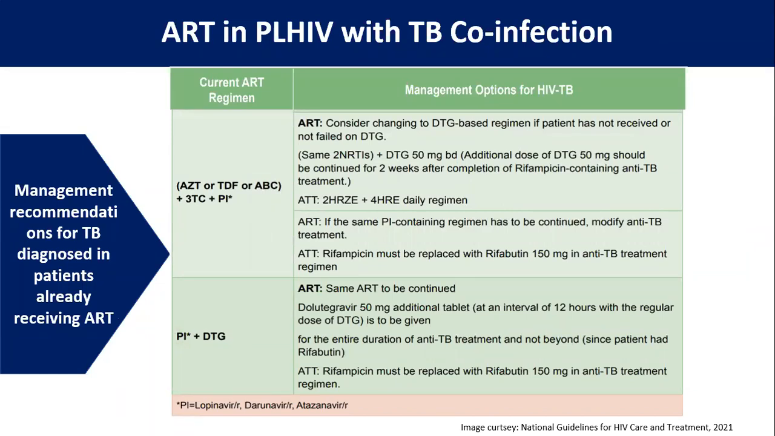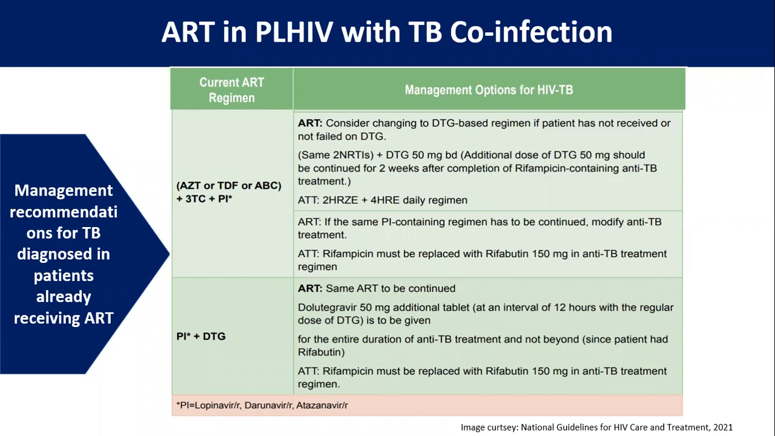Now, patient with either zidovudine or tenofovir or abacavir along with lamivudine and PI-based regimen. First, we try to substitute protease inhibitor with the dolutegravir-based regimen. If the patient did not receive dolutegravir earlier, or the patient has not failed DTG, then we can shift the patient to DTG, and we provide twice daily dose of 50 milligram DTG, and the usual ATT regimen can be administered. That is, with rifampicin, we can administer.